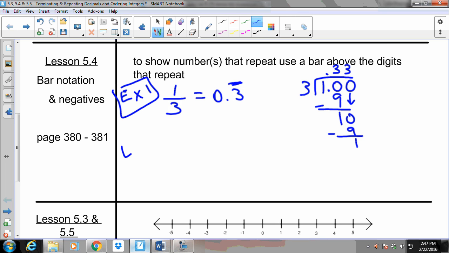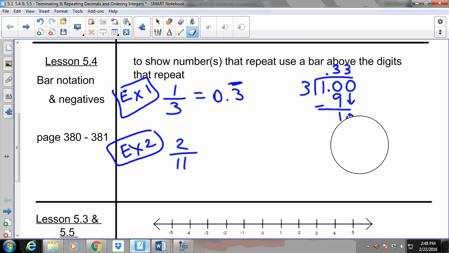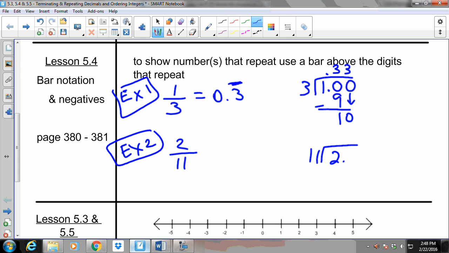Example number 2 is actually in your book. Oh, 11 over 12. Or 2 over 11 is what I wanted to do. So 2 over 11, you can't get 11 to anything that will help you with the denominator. I'm going to get rid of part of this. We want to show that it does repeat. So 11 goes into 2. Decimal point, add a couple zeros. 11 goes into 20 once. Divide this out.